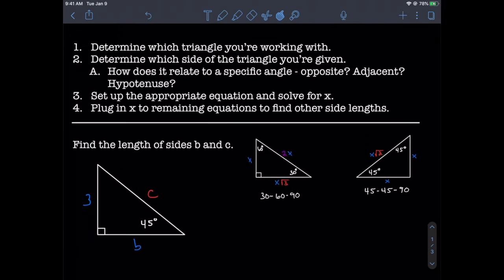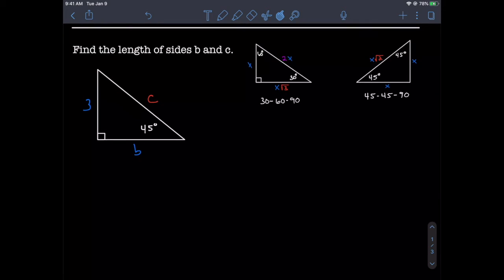Our first example here is asking us to find the lengths of sides B and C in this triangle that we're given. First order of business, figure out which triangle you're working with. We take a look at the angle here, 45 degrees, and that tells us that we're working with the 45-45-90 triangle. Next, we got to figure out which side we're given. The 3 here corresponds with the x in the general triangle, and so that allows us to conclude that x is equal to 3.